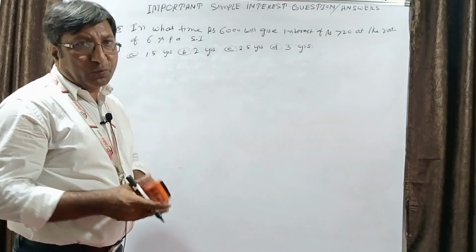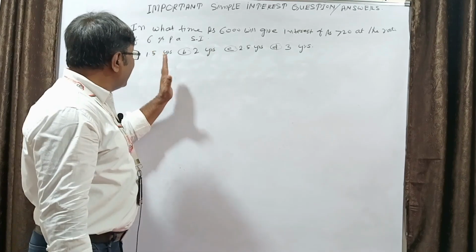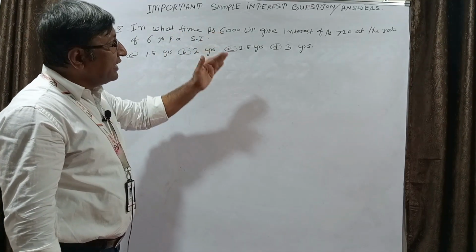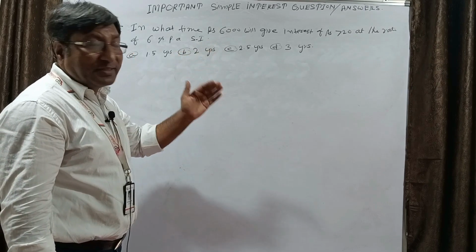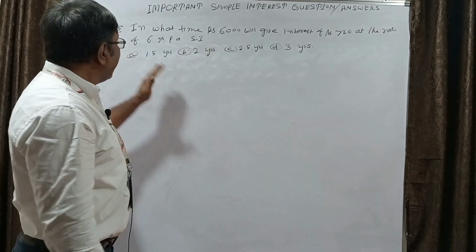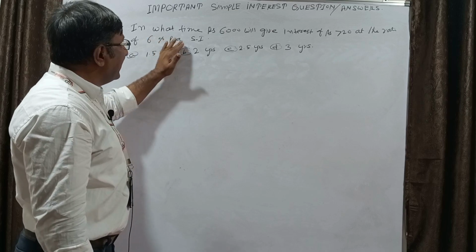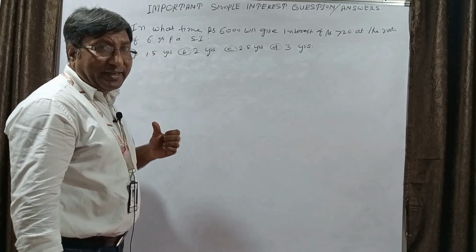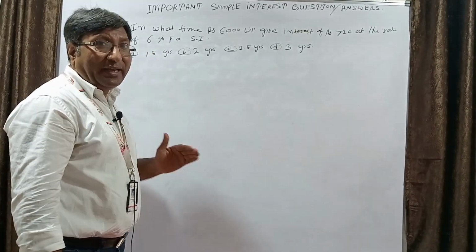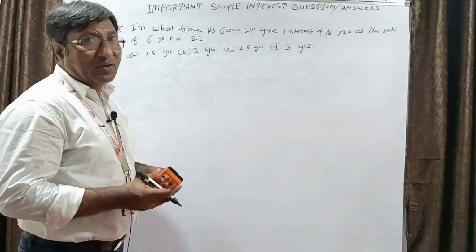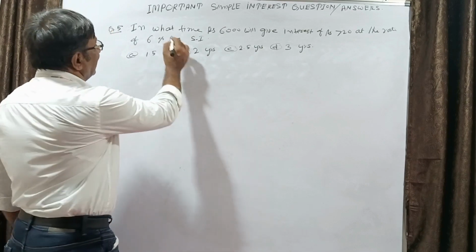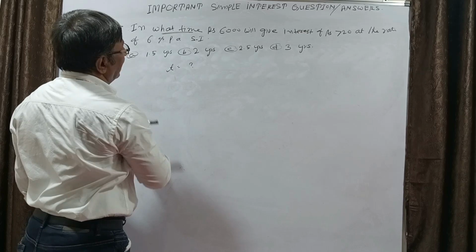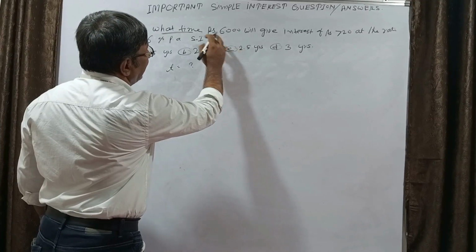Now see the fifth question. The fifth question is: In what time will rupees 6000 give interest of rupees 720 at the rate of 6% per annum simple interest? So again, for this type of question, what is the technique? Read the question carefully and check what is given. In what time? So we need time here. So T equals question mark.